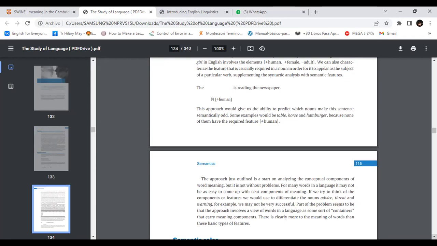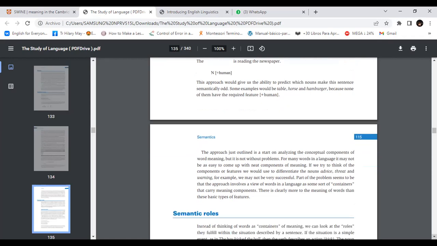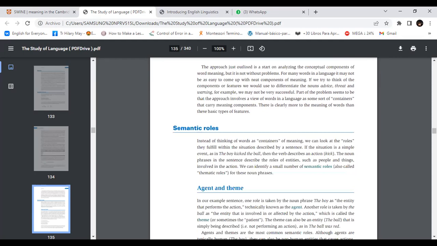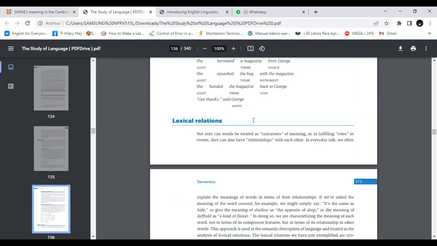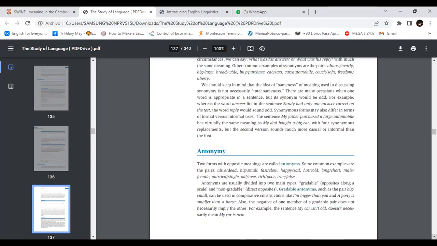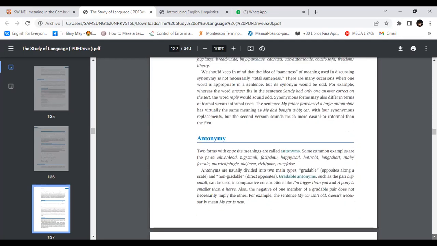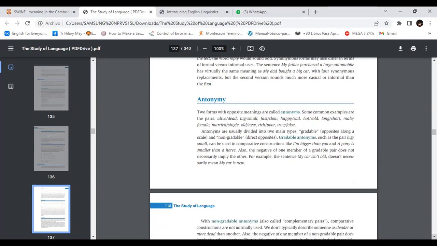Okay, here we have semantics, and this is an order. We have semantic roles, instrument and experience. We have here first synonym, the synonym that I explained to you. Then we have antonym, which is easy to understand, and it is easy to create the different kinds of antonym.